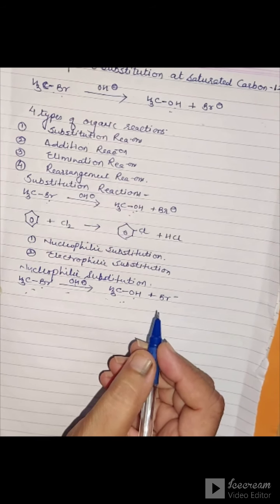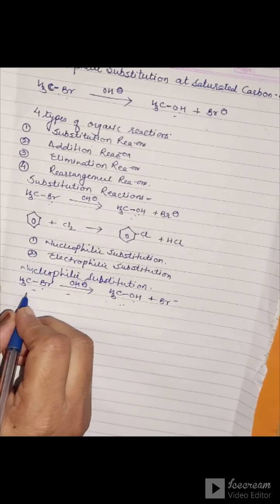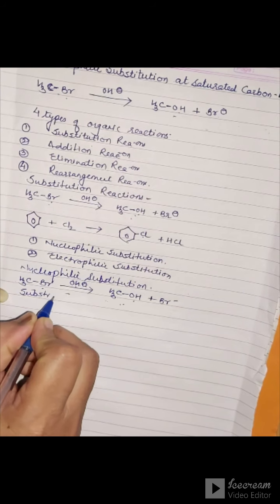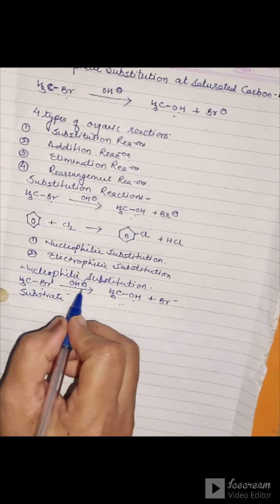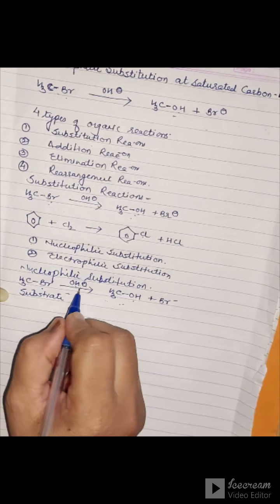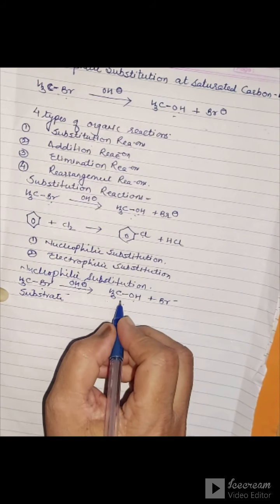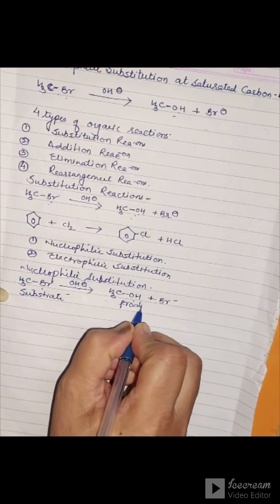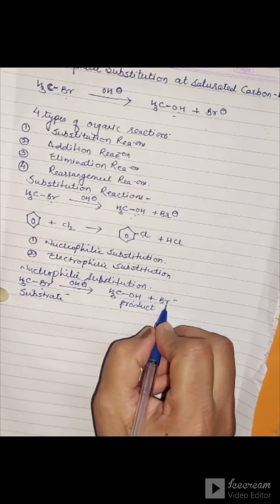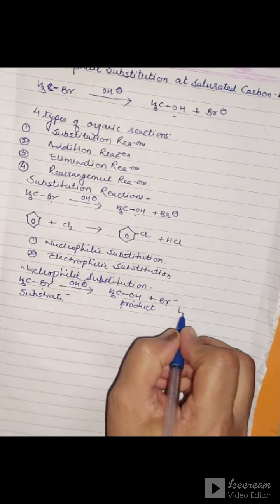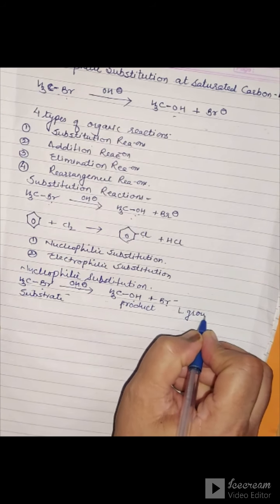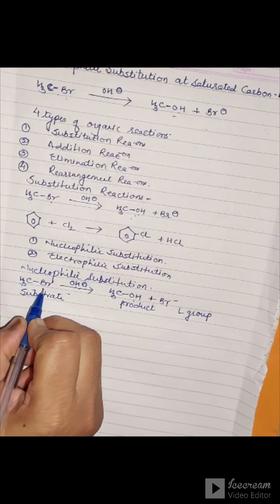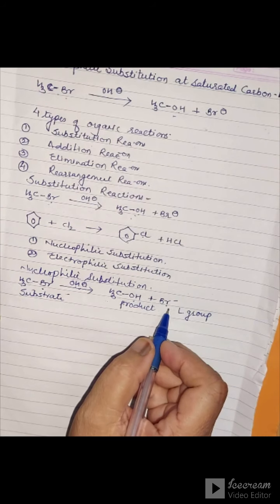In this nucleophilic substitution reaction, this CH3Br is called substrate. This OH negative is called the attacking species. This CH3OH is called product, and this Br is called leaving group. This leaving group leaves this CH3Br molecule, so it is called leaving group.